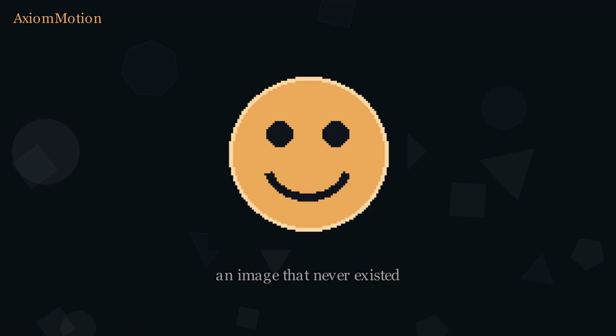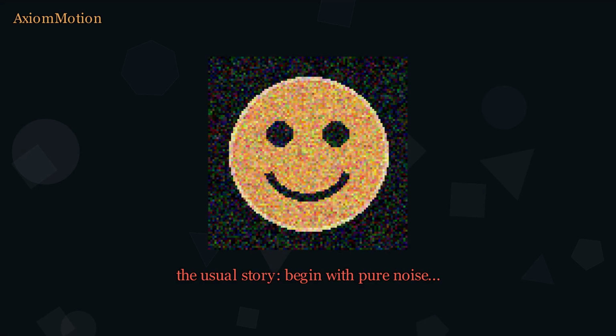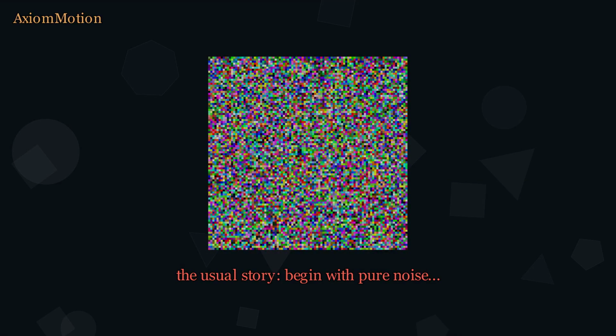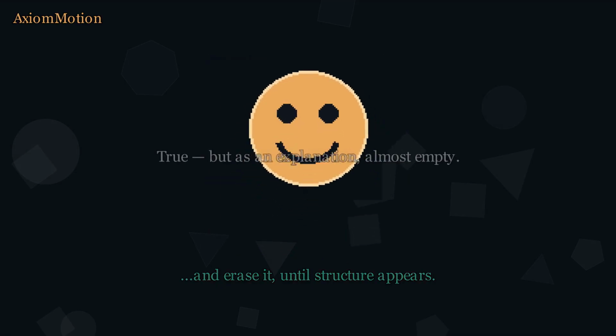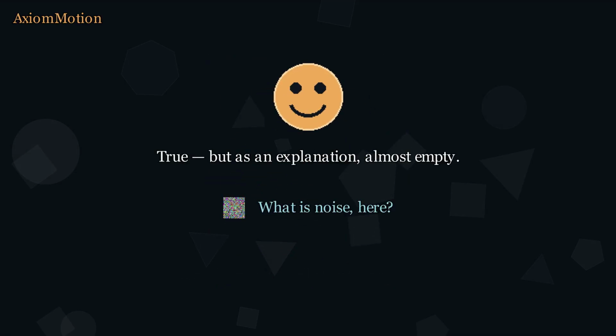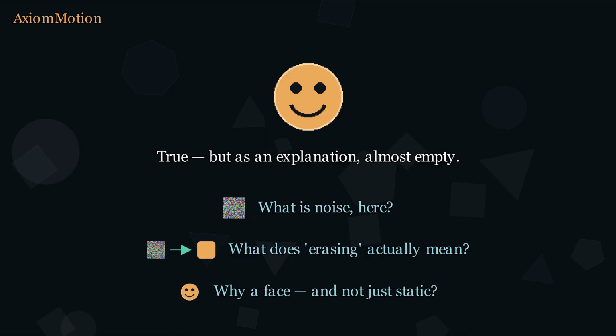You type a sentence, and a machine paints a picture that never existed. The usual story is that it begins with pure noise, random static with no structure at all. And then it erases that noise a little at a time until a clear picture appears. That is true. But as an explanation, it is almost empty. What is noise here? What does erasing it actually mean? And why does it produce a face instead of more static?